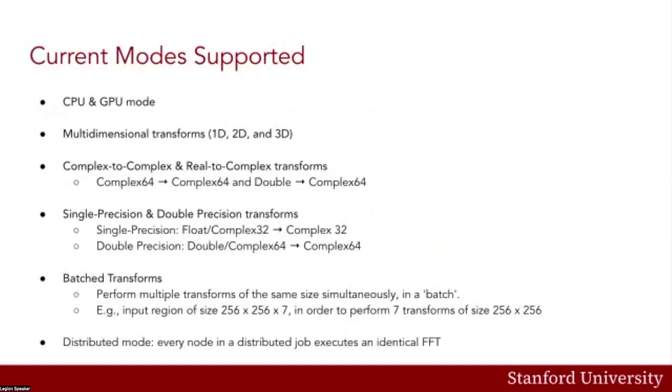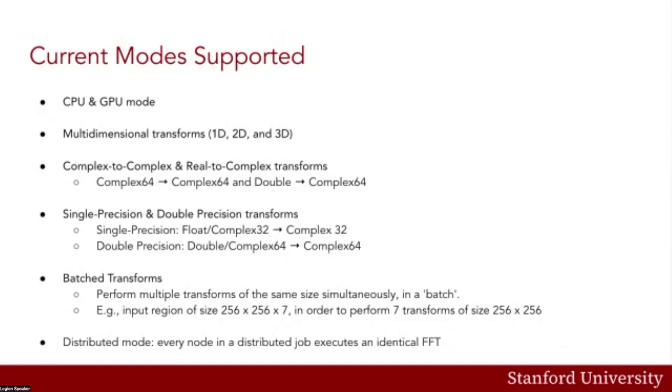Now I'll go over most of the current modes that are supported. This is basically where the bulk of the work happened. We support both CPU and GPU modes, thanks to Regent's automatic GPU code generation. We also support transforms that are one-dimensional, two-dimensional, as well as three-dimensional. We can do complex to complex as well as real to complex, single precision and double precision. And then more recently, we added in batch transforms.